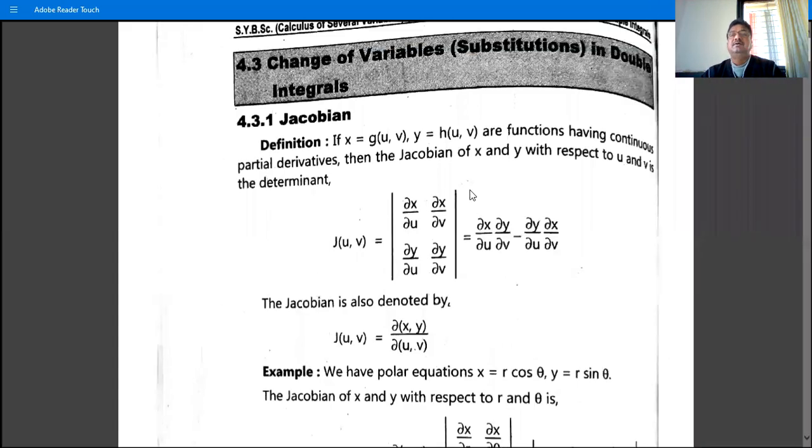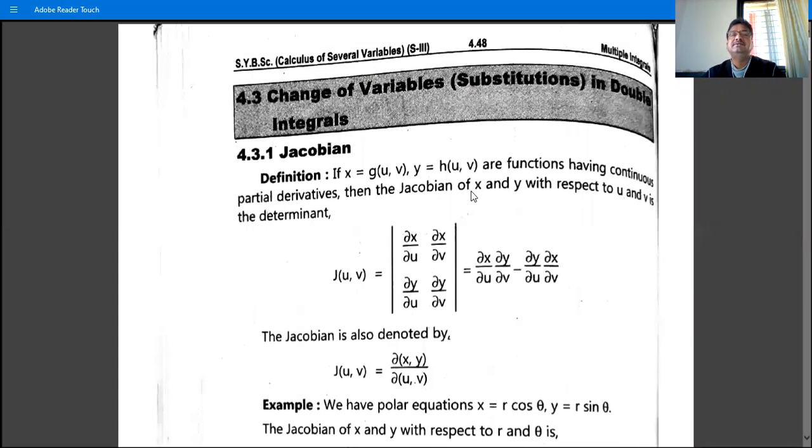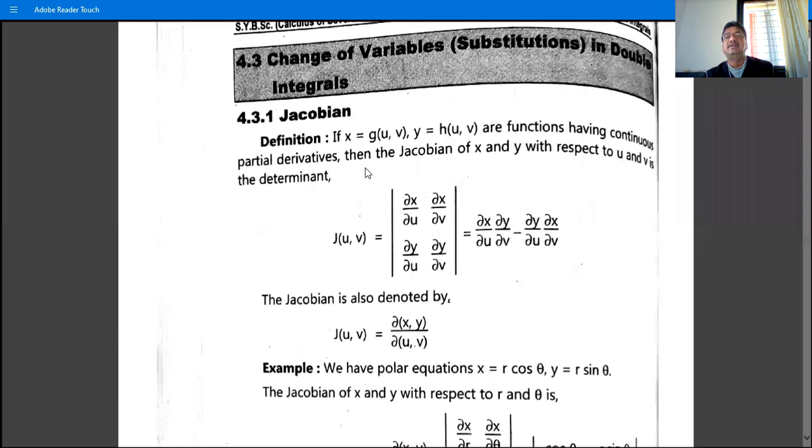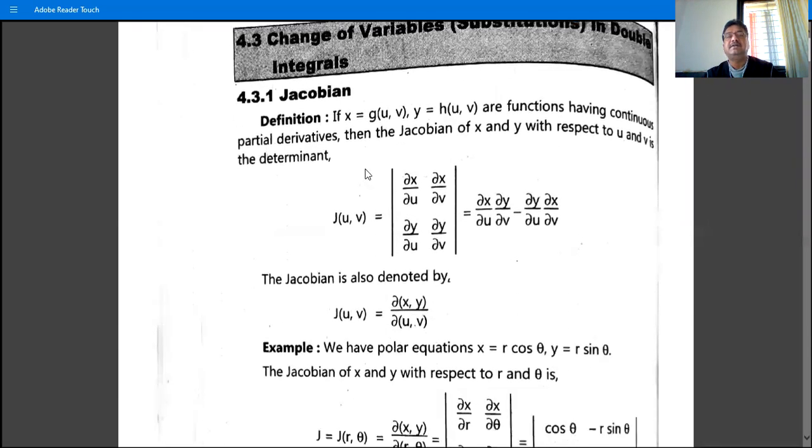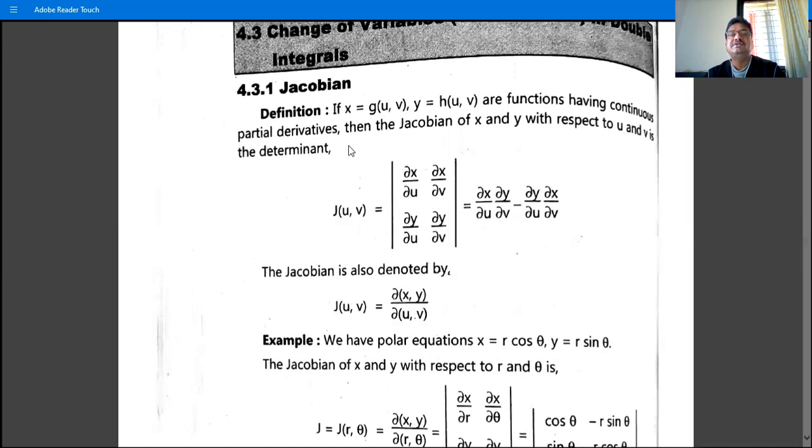So the next topic, the last topic of this chapter, is change of variable, that is, substitution in double integrals and triple integrals. First is the double integral. In order to change the variable, we first see the definition of the Jacobian. So x is a function of u and v, and y is also a function of u and v.